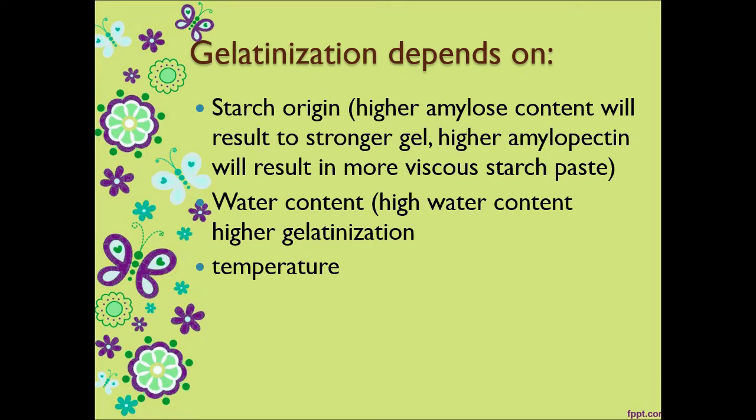So gelatinization depends on, one, the starch origin. Higher amylose content will result in a stronger gel. Higher amylopectin content will result in a more viscous starch paste. Secondly, gelatinization will depend on the water content. The higher the water content, the higher the gelatinization of the starch. And then the third factor is temperature. Temperature is important in order for gelatinization to occur. Without temperature, gelatinization is not possible.